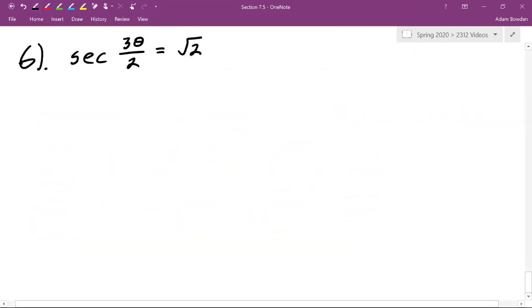So here we're going to start with secant of 3 theta over 2 equals the square root of 2. My first strategy is to take the secant and write it as 1 over cosine again. But that's still 3 theta over 2 for the cosine. And that's going to be equal to the square root of 2.